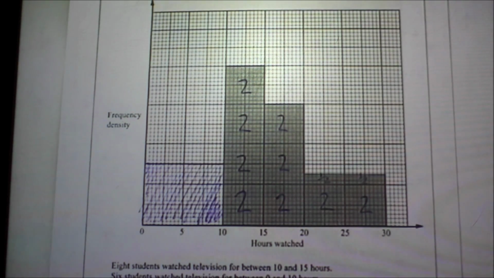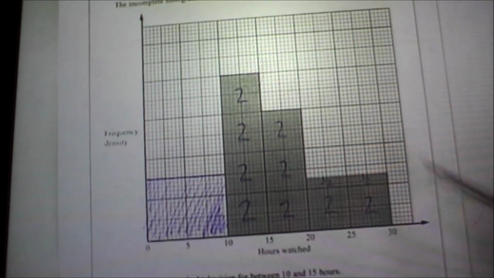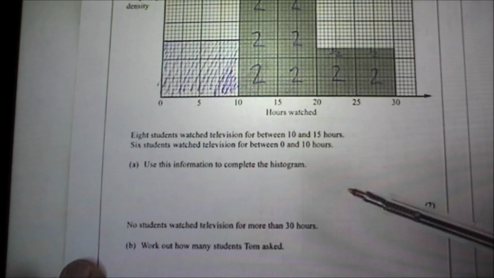Question number 5. Tom asked the number of students in his class how many hours they watched television last week. You've got a bit of his histogram. We're going to complete the histogram, but we've not got the information in a table, so let's have a read of it. 8 students watch television between 10 and 15 hours. So that's 10 to 15, and we're told it's 8 students here. So that must be 2, 2, 2, and 2. Use this information to complete the table.